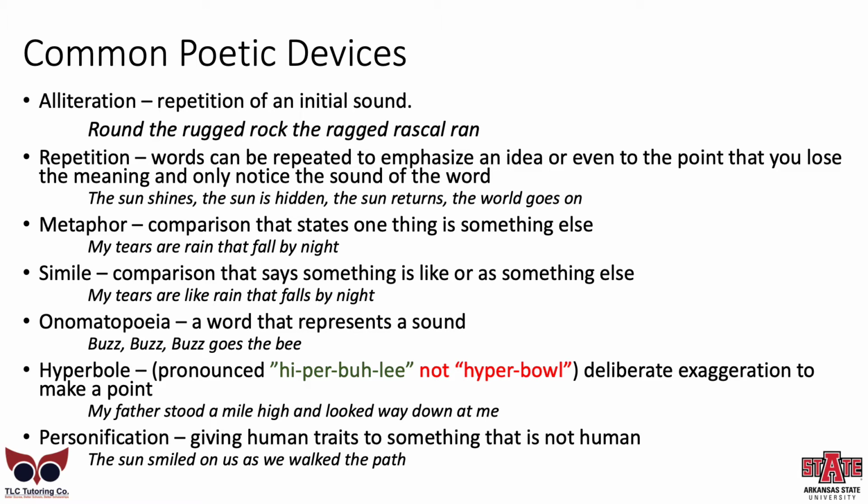Next, personification is giving human traits to something that is not human. For example, the sun smiled on us as we walked the path. Obviously, smiling is a human facial expression and not something that the sun is capable of doing. However, in this example, the idea of the sun smiling on us conveys how the author feels about the experience of walking in the sunshine.